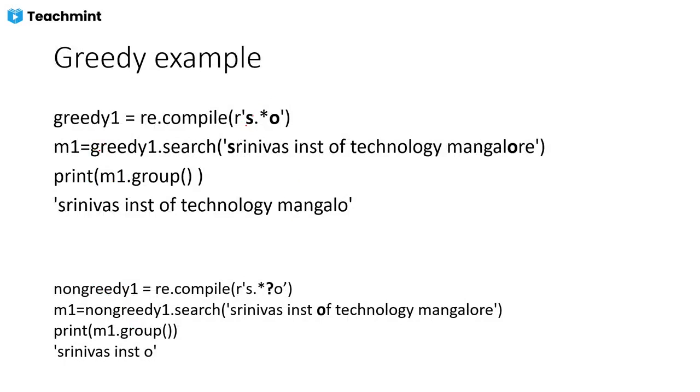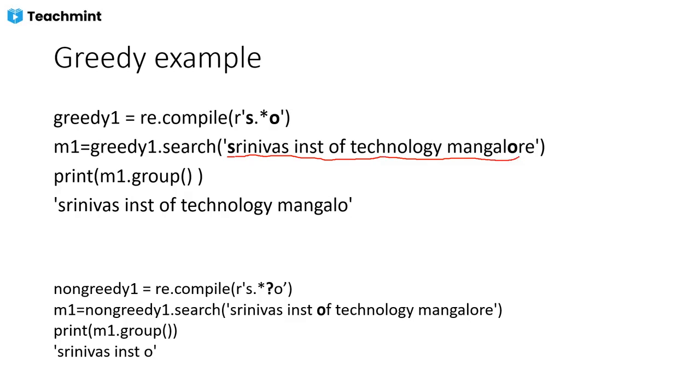S should be there, then any number of characters, 0 or more occurrences, ends with O. See here, in case of greedy, it will check till the last possible match, beginning with S. Any number of characters, ends with O. Find out where it is ending with O, but the last possible. This is the last possible, so the match is still here.